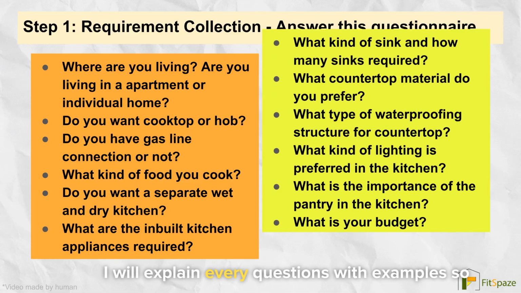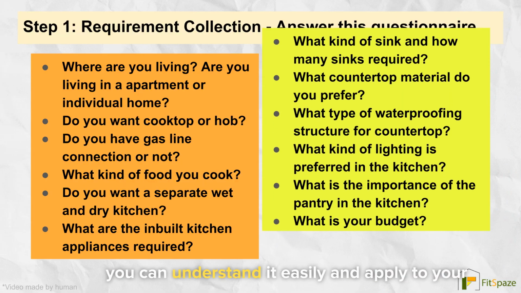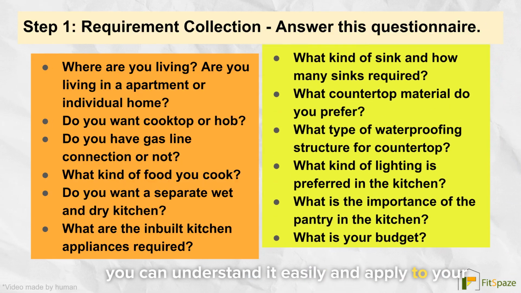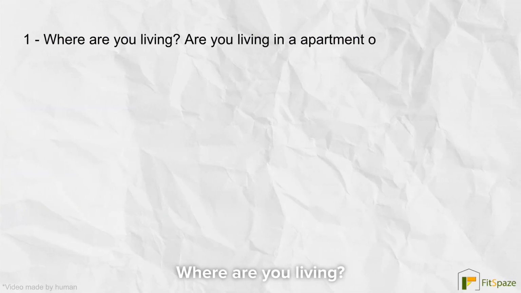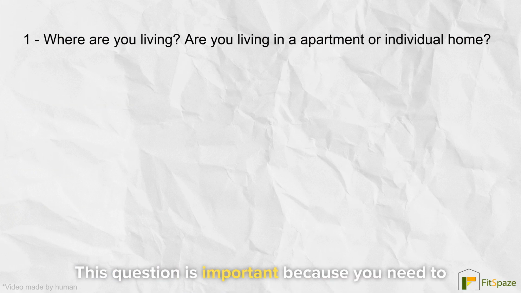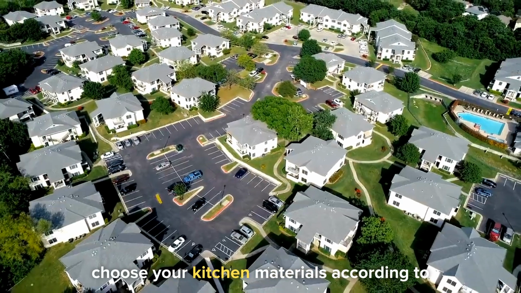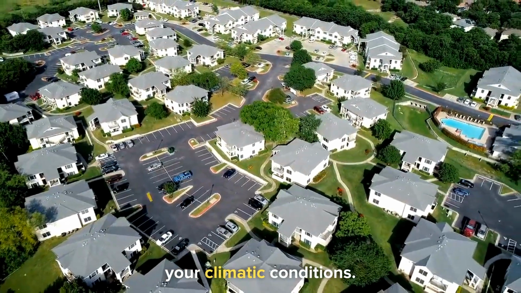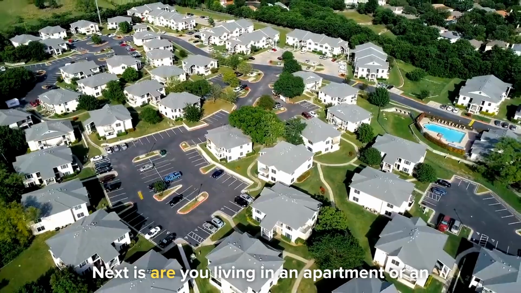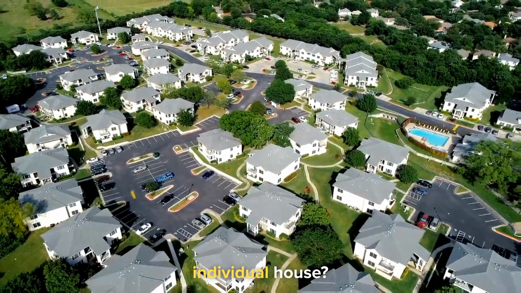I will explain every question with examples so you can understand it easily and apply to your own modular kitchen. Where are you living? This question is important because you need to choose your kitchen materials according to your climatic conditions. Next is, are you living in an apartment or an individual house?